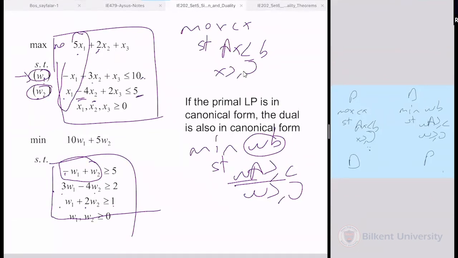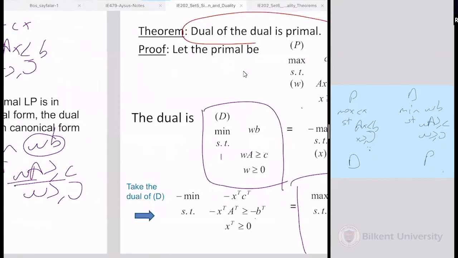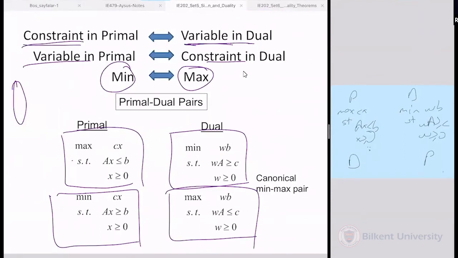Because you asked in the chat, and I take the dual again, right? So if we go from here, each constraint in primal has a variable in the dual, and each variable in primal has a constraint in the dual. If one of them is min, the other one is a max. Okay, because we have seen that the primal dual canonical forms are primal dual pairs of each other.